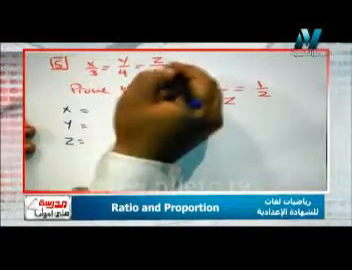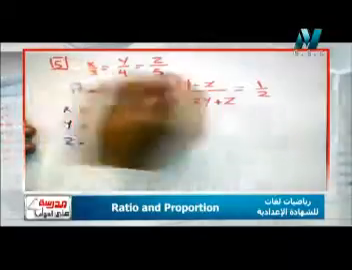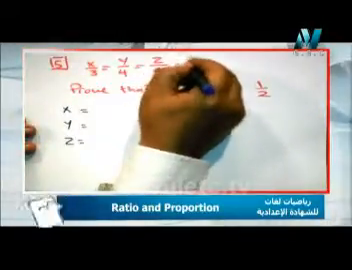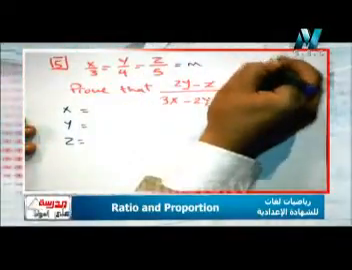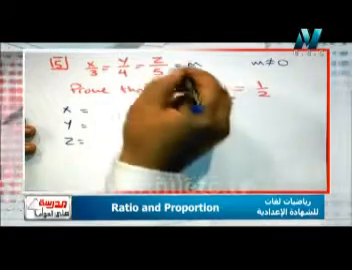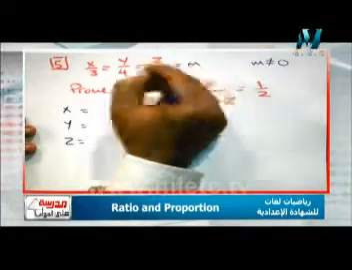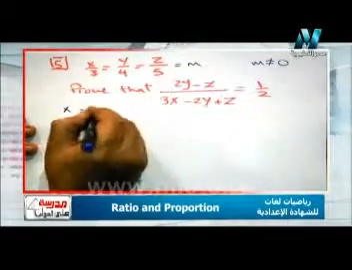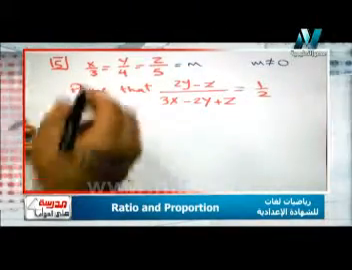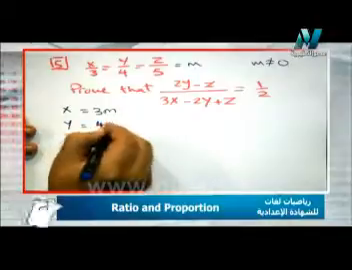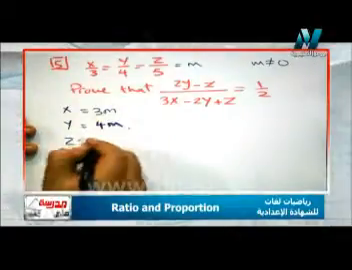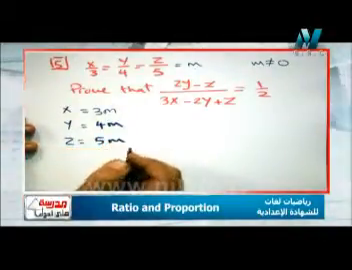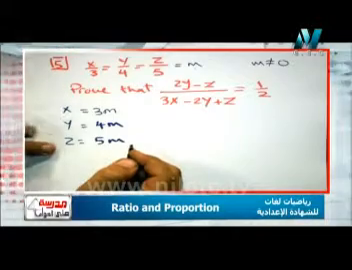These three equal ratios form a proportion of 3 parts. This equals m, and this m, of course, doesn't equal 0. They are all equal, so I made these three ratios equal m. So x equals 3 times m, so this is 3m. And y equals 4m. And z equals 5m. So we have the values of x, y, and z.